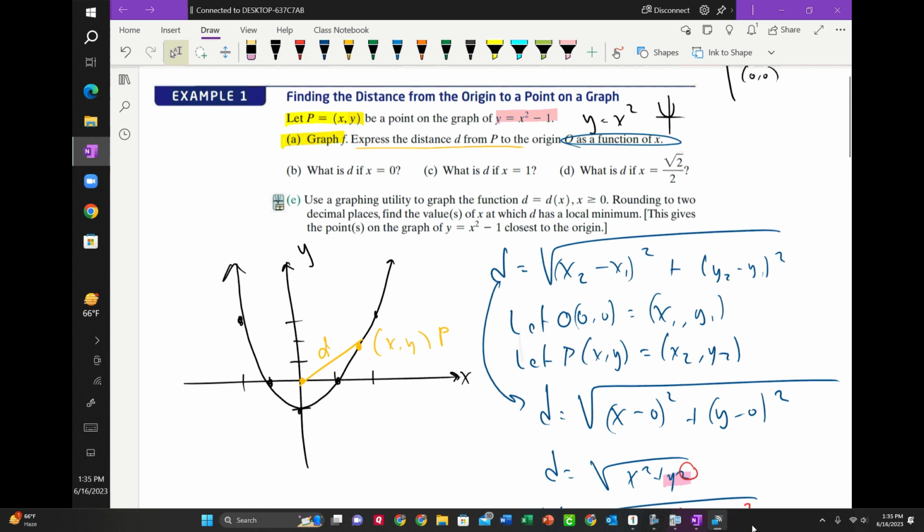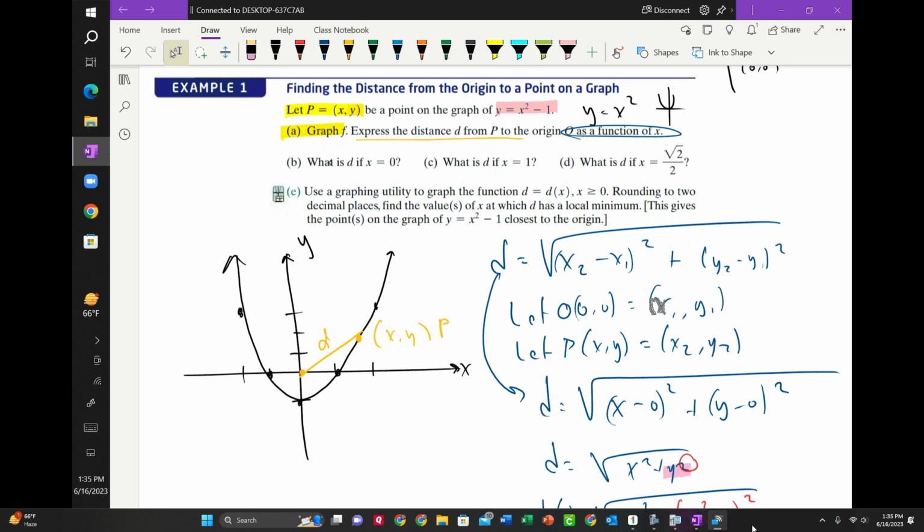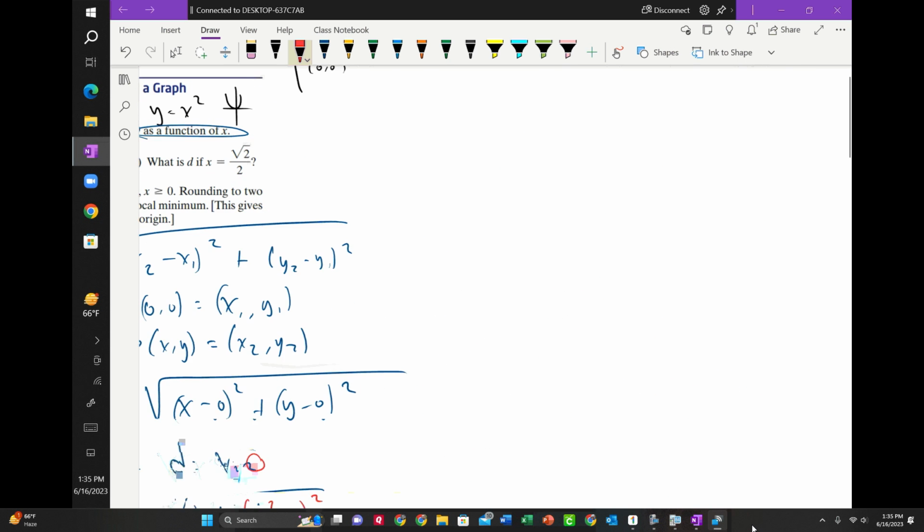So now we have that graph. What we're asked now to do is figure out, okay, well, what is the distance when x equals 0? So when x equals 0, on the graph, we would be here. We would be at 0, -1. Well, the distance from the origin down to 0, -1 should end up being 1. Let's go ahead and calculate it and see if we end up with the same thing.